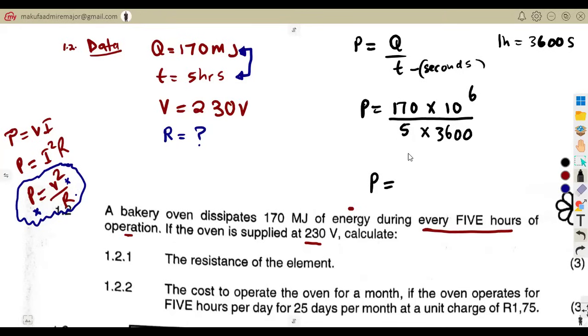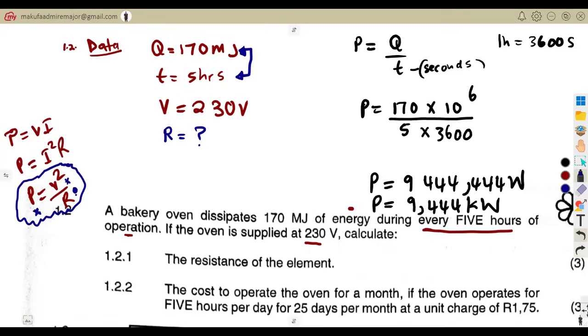That was going to give us the power, which is 9,444,444 watts, which we can convert to kilowatts. If you want, you can just divide by 1,000, which will be 9,444 kilowatts. So you have the power. And this power is the one that we needed to determine the resistance.